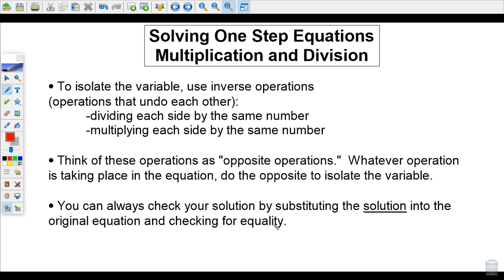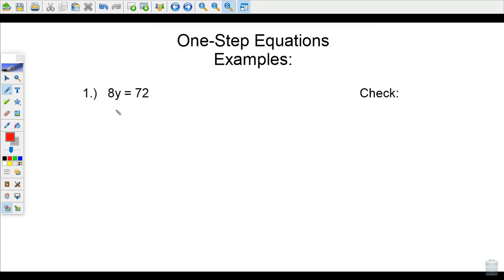And then just like in our last video, you can always check your solution by substituting it into the original equation and checking to make sure that it's equal. So let's jump in. In number one, 8y equals 72. These are right next to each other. I'm sure you guys already know this, but when there's a number and a variable right next to each other, that means they are being multiplied. So that really says 8 times y equals 72.